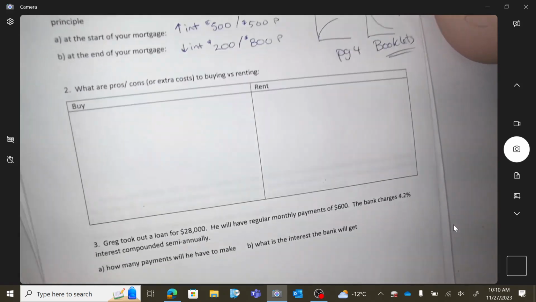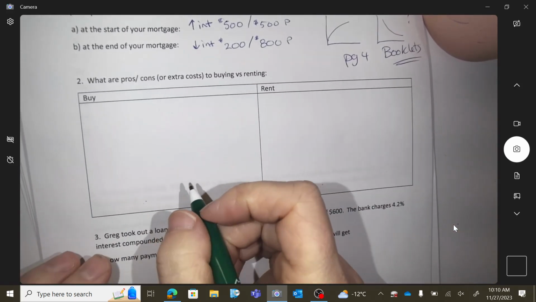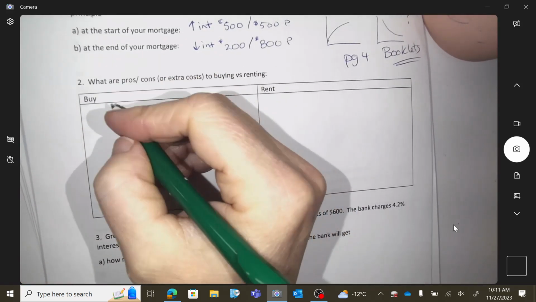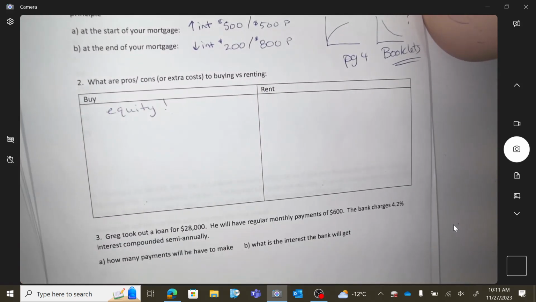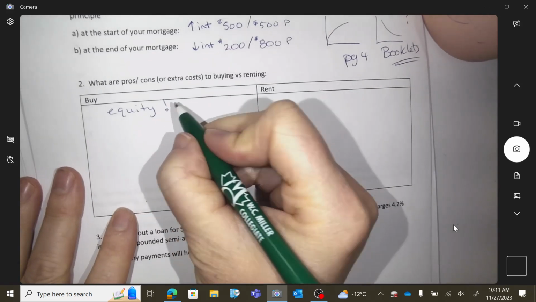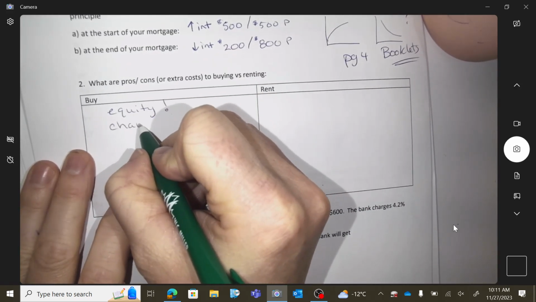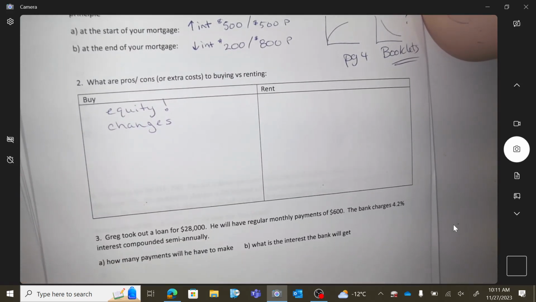Okay, what are the pros and cons of buying versus renting? So what are some good things about buying? And we can talk about costs. Let's talk about anything. So buying, the best thing is that you have equity, right? At the end, you have something to show. You gain some money with something, right? You can make changes that you want, right? You can paint the wall if you want to paint the wall.